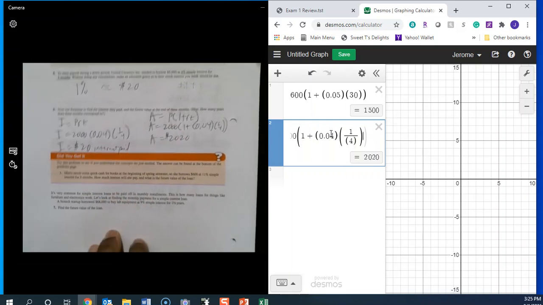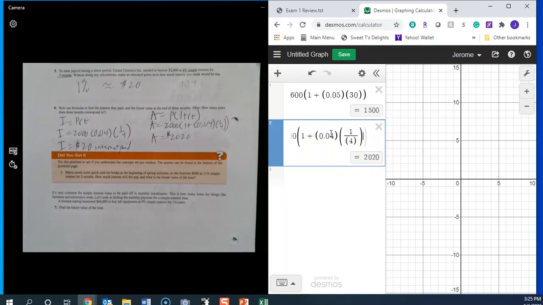Okay, next, number 7. It says, it's very common for simple interest loans to be paid off in monthly installments. This is how many loans for things like furniture and electronics work. Let's look at finding the monthly payment for a simple interest loan. A biotech startup borrowed $68,000 to buy lab equipment at 9% simple interest for 1.5 years. It says find the future value of the loan.